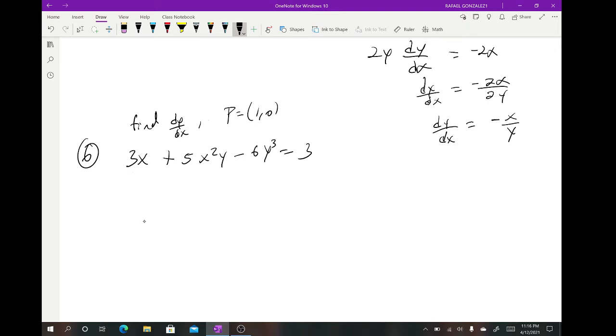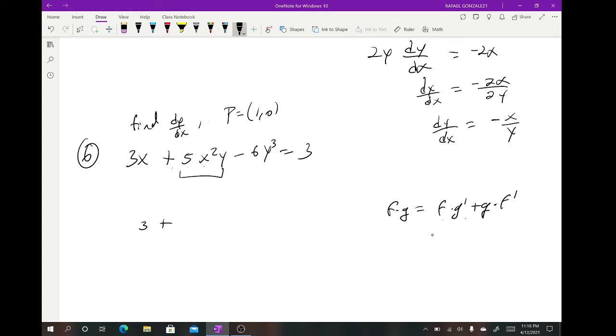So the derivative of 3x is simply 3. The derivative of 5x squared times y, we have to be careful here because this is a product, so we have to use the product rule. Remember the product rule? The product rule said that if you do f times g, then that is the same thing as first times the derivative of the second plus the second times the derivative of the first.